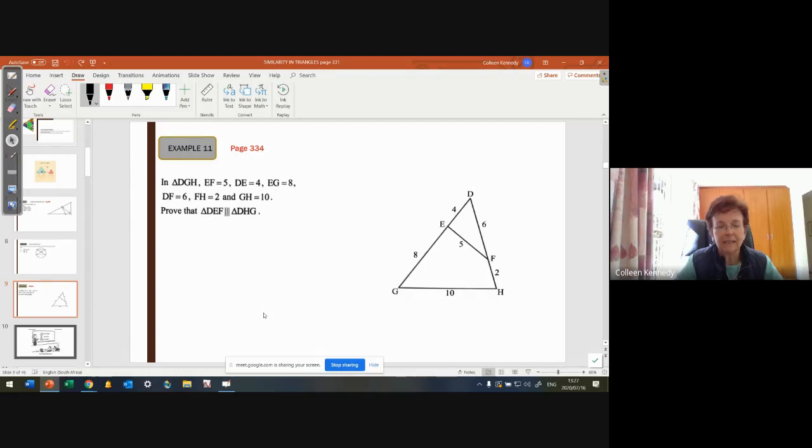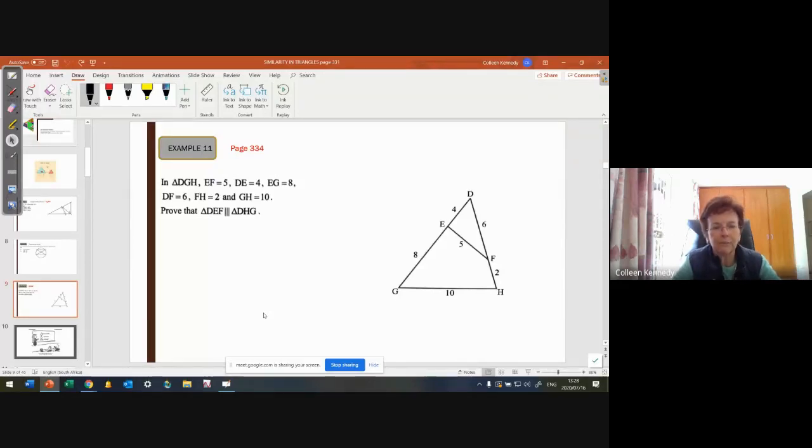and hence similar. Because remember, in triangles, if you have the one condition, it implies the other. If you have equiangular, it implies corresponding sides in proportion. If you have corresponding sides in proportion, it implies equiangular. And you need both those conditions for the two triangles to be similar.